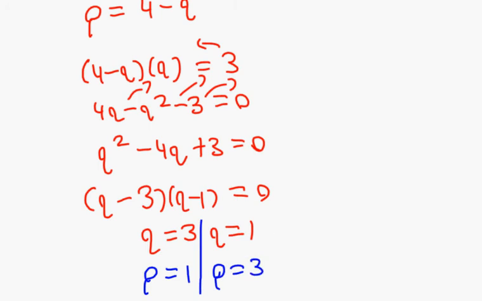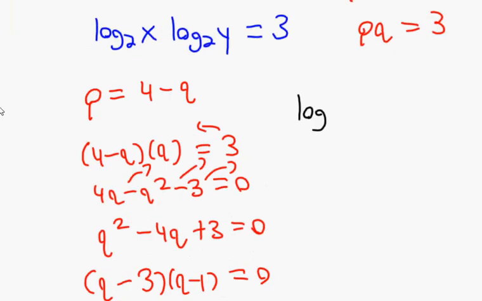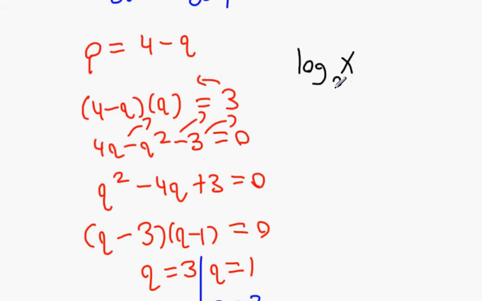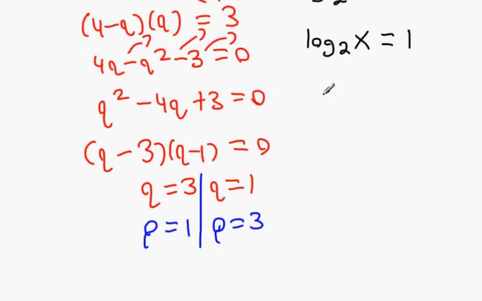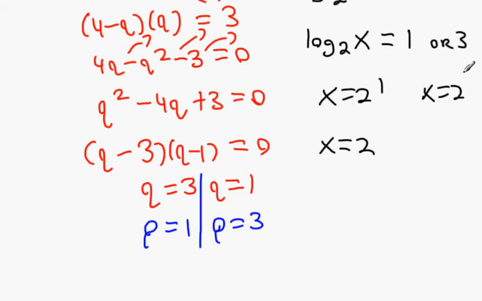Now, I have to go back to what they said it was. They said log x base 2 equals p. This means two things. This means log x base 2 equals 1, which means x equals 2 to the power 1, which means x equals 2. The other answer was 3. This means x equals 2 to the power 3, x equals 8.